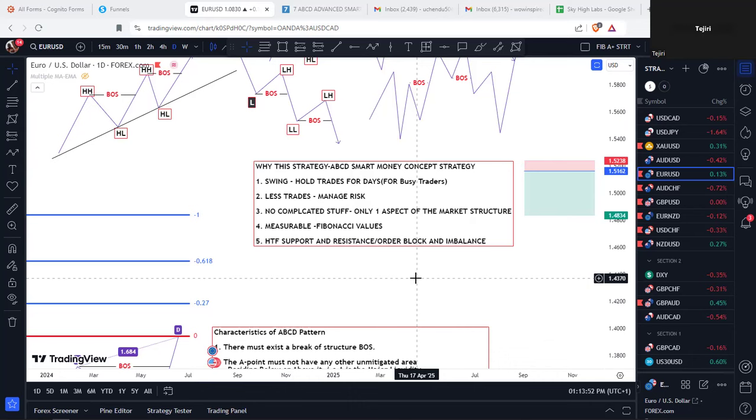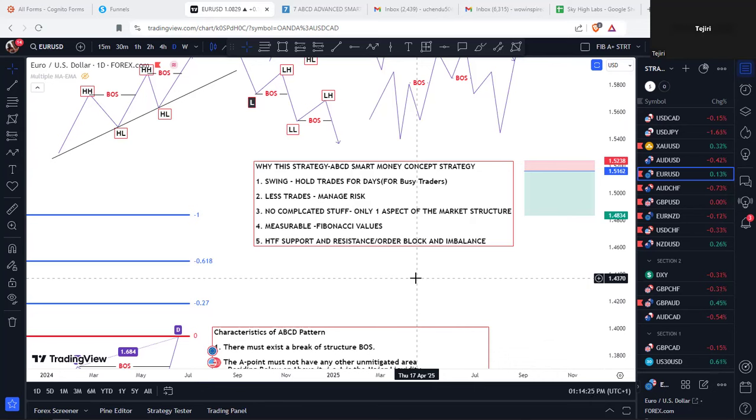All we need to know is there is a break of structure and price is reacting from a daily key level of either a support or resistance line, or an order block or imbalance field, and price is giving us a reaction on that level for us to be able to buy or sell. That is all we want to know, all we want to do, all we want to trade. It's also measurable, because the ABCD pattern that is formed, we have to measure it using Fibonacci, which I'll go into in the next session to look at the C points.